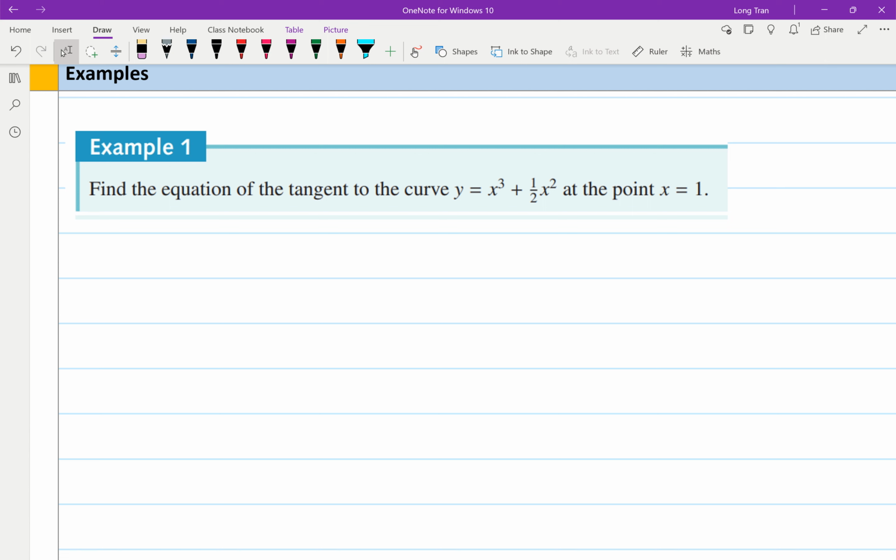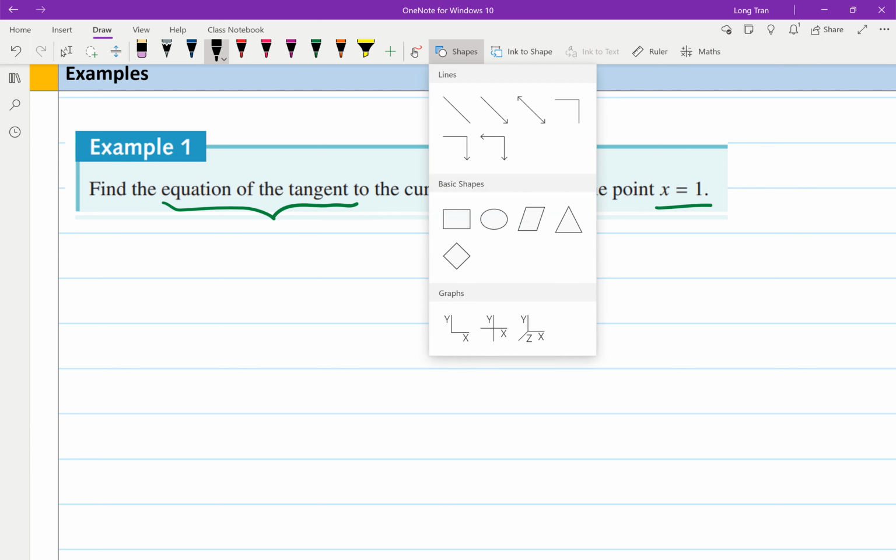What's the question? You've got a tangent to the curve. They tell you the curve, they tell you this is your graph. They are saying there is a straight line equation that touches this curve at x equals 1.